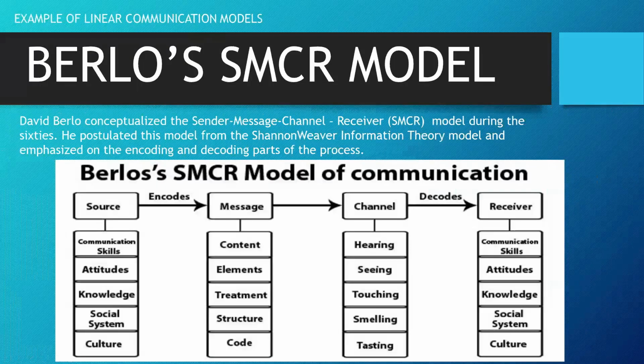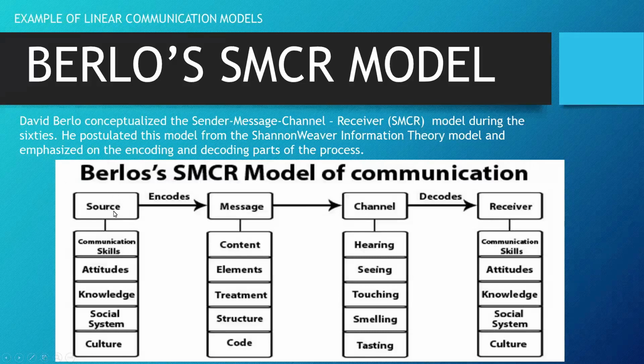Of course, under the linear communication model, we also have the Berlo's SMCR model. According to this, David Berlo conceptualized the sender, message, channel, receiver SMCR model during the 60s. He postulated this model from the Shannon-Weaver information theory model and emphasized on the encoding and decoding parts of the process. So Berlo's model has four components, just like what you can see here on the screen.